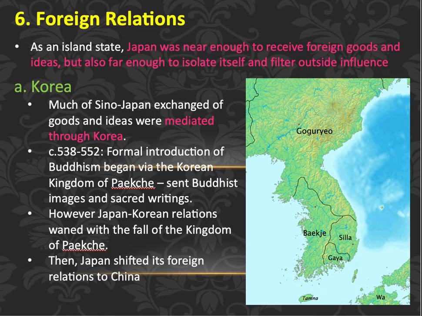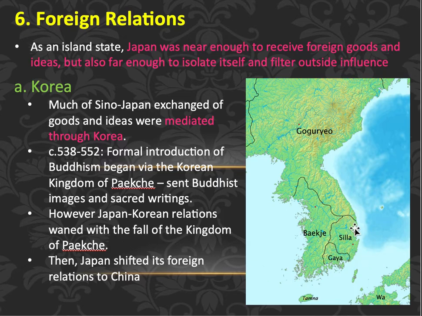Okay, before we continue on foreign relations, the most important part about foreign relations is that Japan is an island. Being an island, it is near enough to receive foreign ideas and foreign goods, but at the same time far enough to isolate itself from outside influence. So when you want to take Buddhism, you can take parts and parcels of Buddhism, but you do not have to take everything of Buddhism. Similarly, you have ideas from the outside world, you take some and you leave out some.